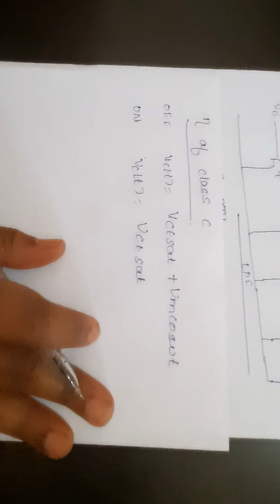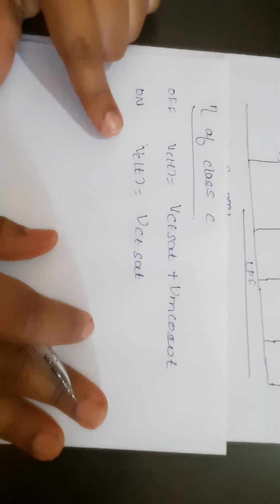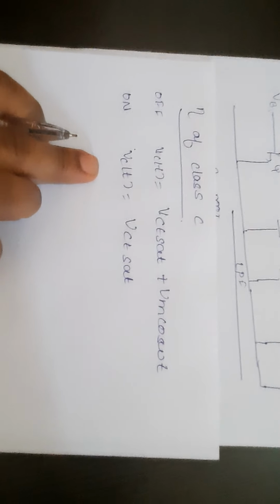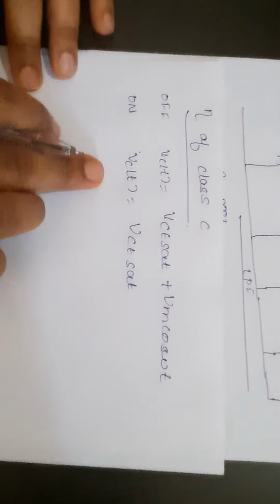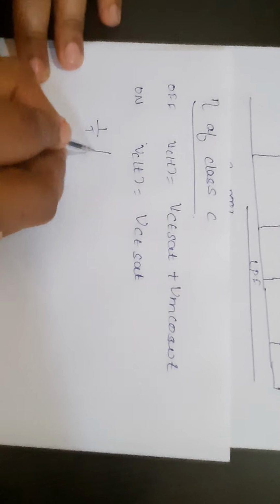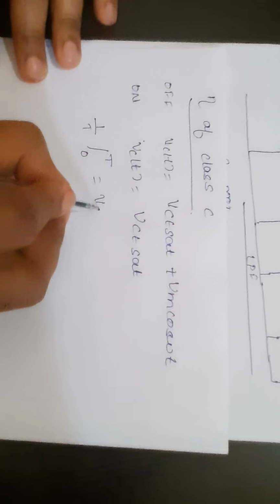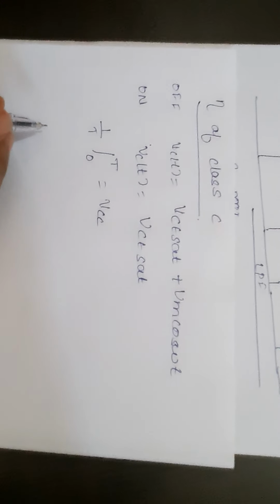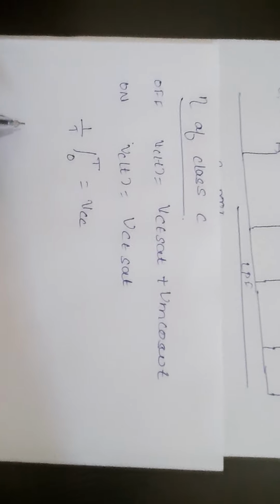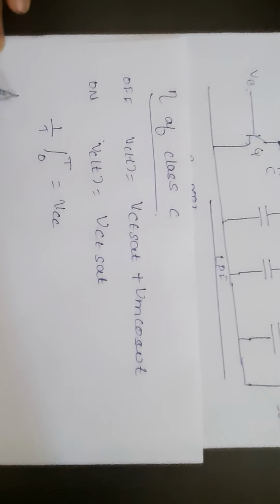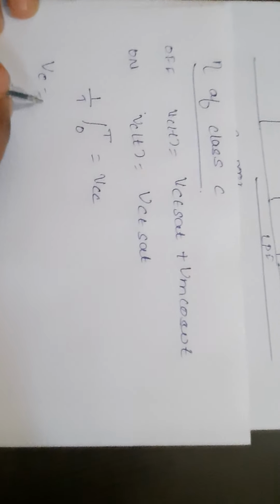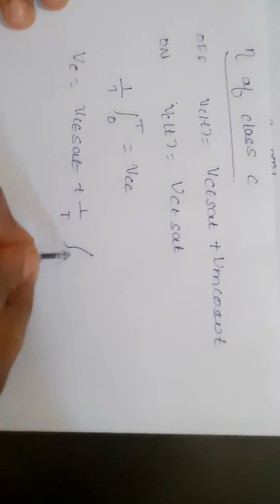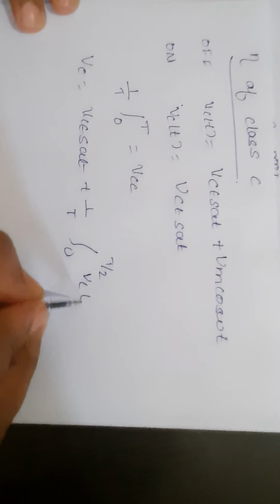However, in the class C amplifier, the time average value of VC of T must be 0, as the DC resistance of the coil used is approximately 0. Hence we can write 1 upon T integration 0 to T equals VCC. As VCE saturation is very small compared to Vm, the expression can be modified and written as VC equals VCE saturation plus 1 upon T integration 0 to T by 2 into VC of T.